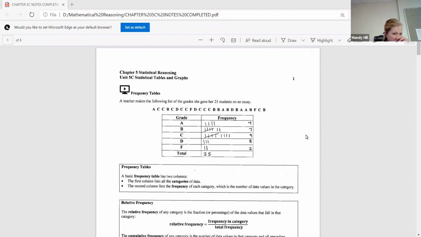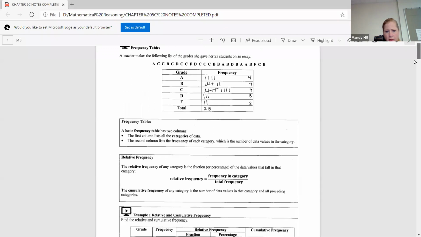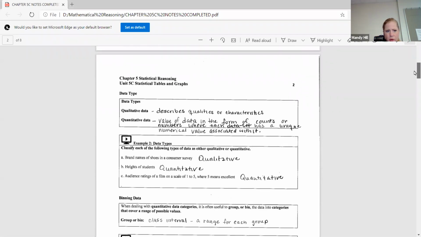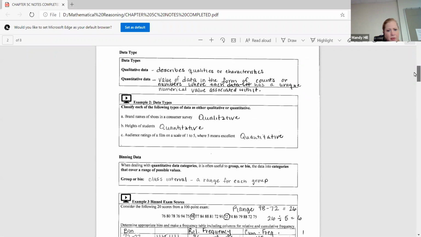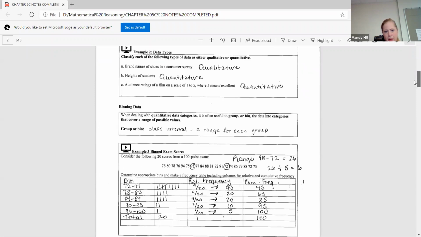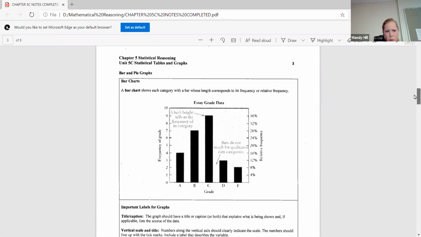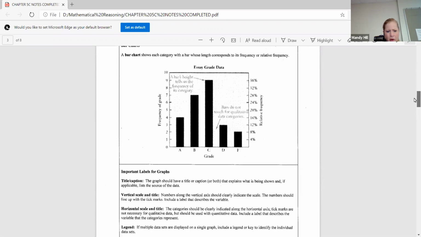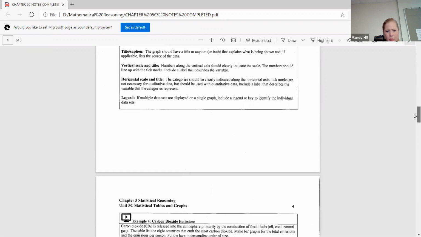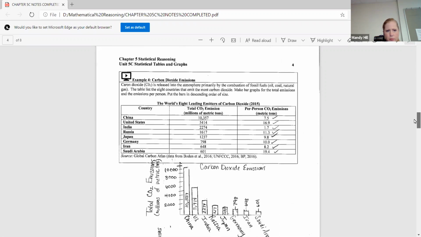Okay, so we are finishing up Chapter 5, Section C. We already talked about the first part of this. We made frequency tables. We talked about qualitative versus quantitative data. We even got into our bar chart here and how you should label things. So we're on example 4.